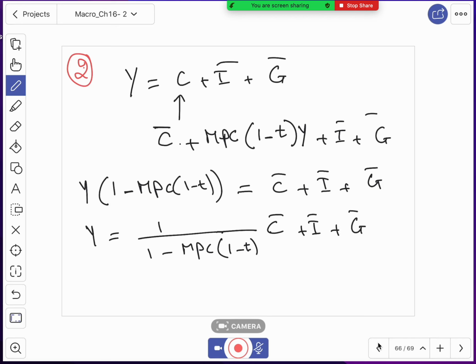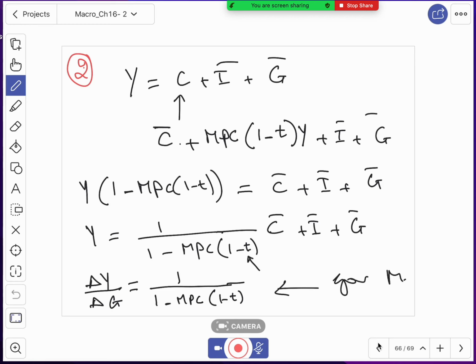In this situation, we can say, what is the change in y because of the change in government spending, assuming that the government is changing the tax rate. So in that situation, the government multiplier is 1 over 1 minus MPC times 1 minus t. Right? And this is called the government multiplier under tax rate. The previous one was a tax amount.